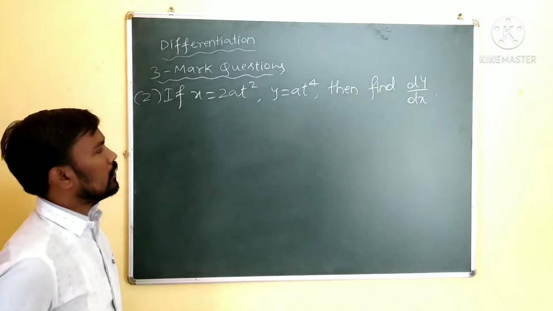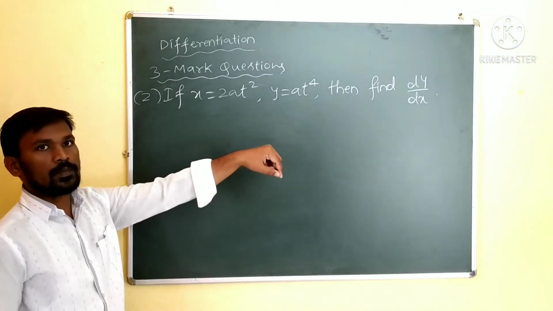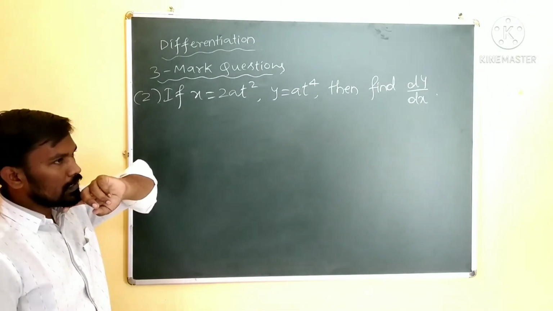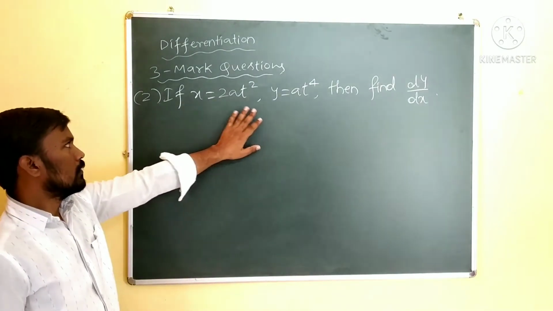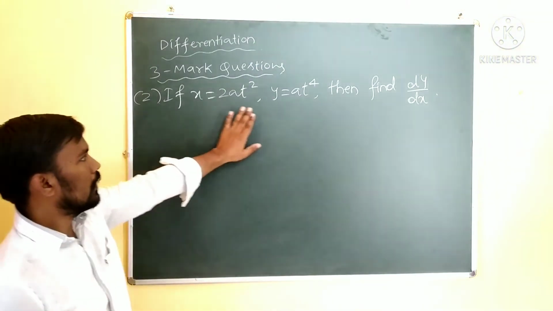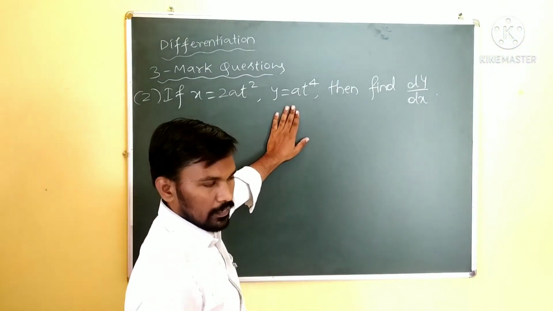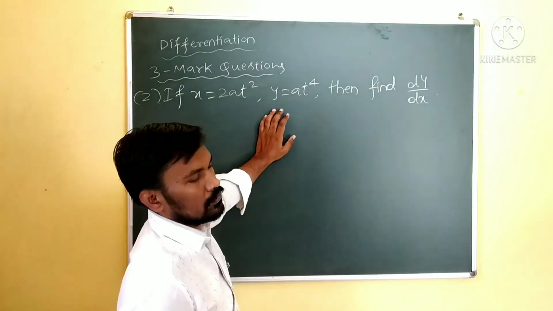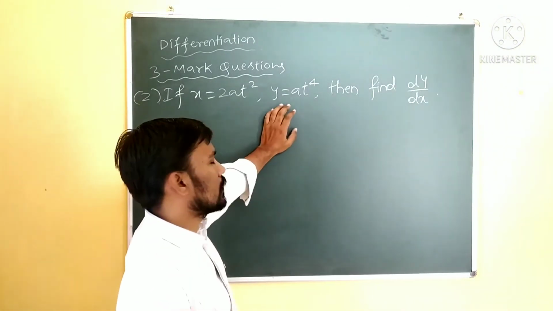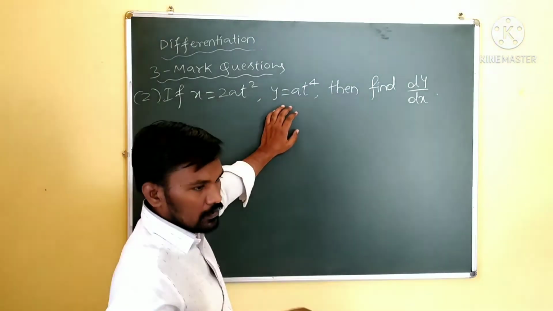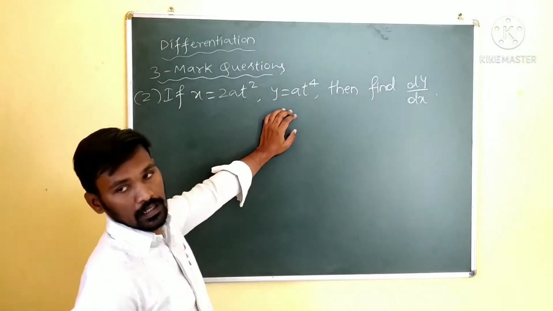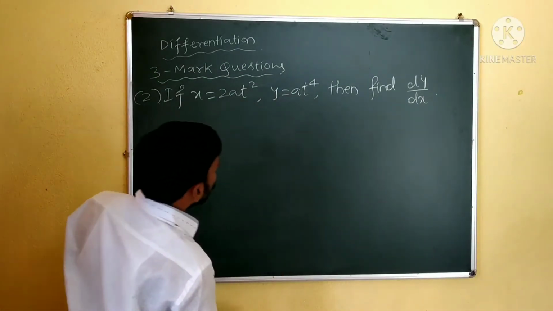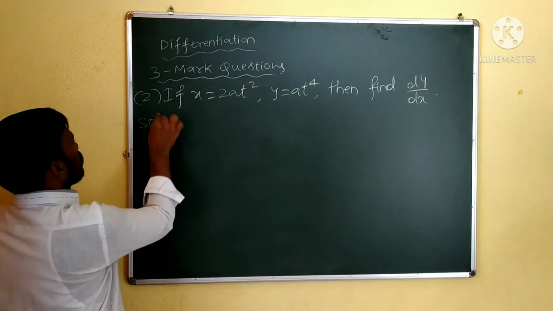t is the parameter. So we have to differentiate these two equations with respect to t, not with respect to x. Sorry, differentiate first equation with respect to t and the second equation also with respect to t only. We have to differentiate these two equations with respect to the third parameter, with respect to that particular parameter. t is a parameter.